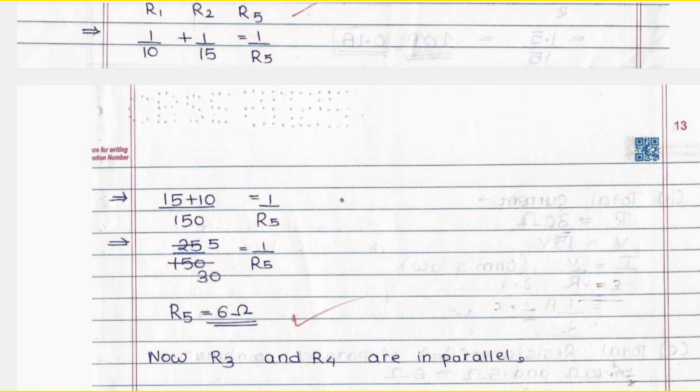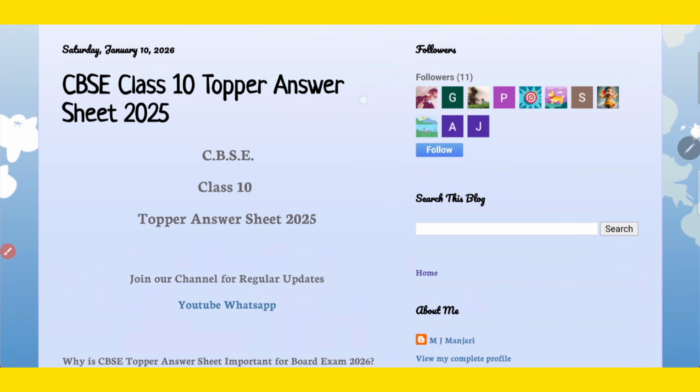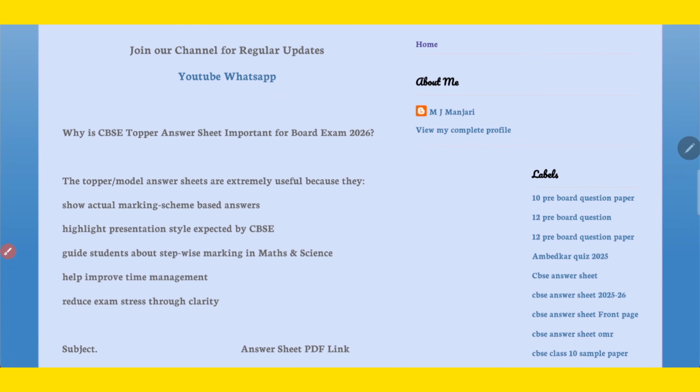Now let us see how you can get all these topper answer sheets. I have already provided the link in the description of this video. Once you click on it, it will take you to Manjari Center of Learning and Leadership, and here it's written CBSE class 10th topper answer sheet 2025. You should scroll down here. First they have written the reason why it's useful: it shows the actual marking scheme, highlights presentation, guides students with stepwise marking, helps improve time management and reduces exam stress.